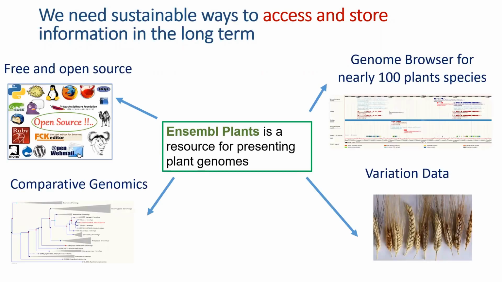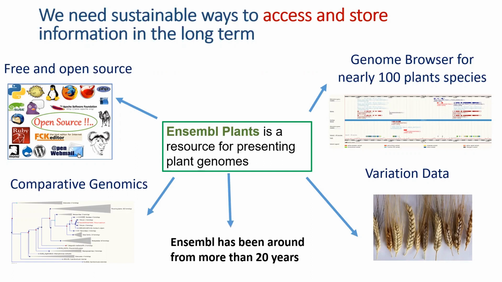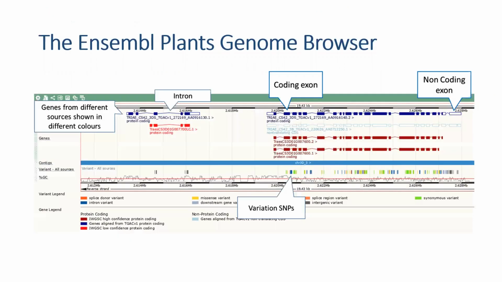Ensembl Plants, to put it short, is a resource or platform for presenting and storing plant genomes. We have a genome browser for nearly 100 plant species, variation data, comparative genomics, free and open source. There's many, many other things in Ensembl, but I think one of the take home messages is that Ensembl has been around for more than 20 years. We're very stable. The main bit of Ensembl, I would say, is the Ensembl Plants genome browser. Here you can see for wheat, there's information about exons, variation, introns, genes from different sources.